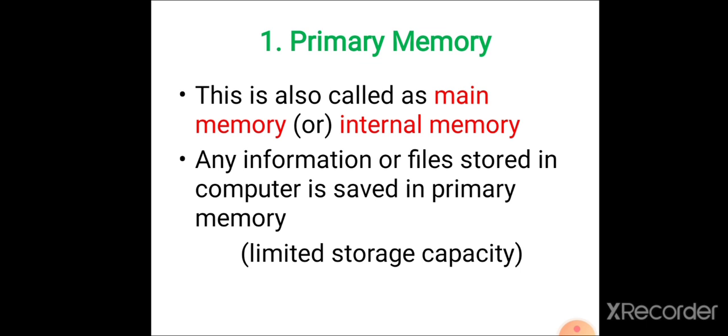Any information or files stored in the computer is saved in primary memory. The files which we save in computer are stored in primary memory, and this primary memory is having a limited storage capacity. Say suppose it is 1 GB, you cannot store more than 1 GB information in primary memory. So this is a backlog for the primary memory as it is having a limited storage capacity. To avoid this backlog, we are using a secondary memory.